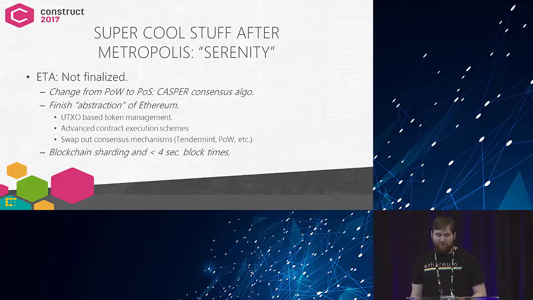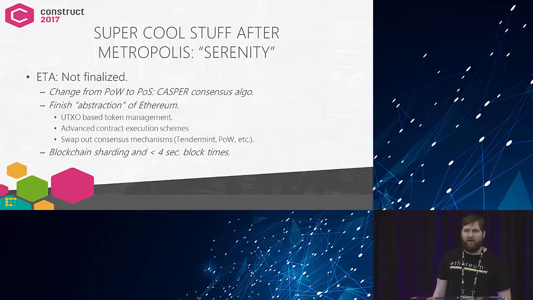All right. Super cool stuff after Metropolis is Serenity. We know Metropolis is going to be in the next 3 to 6 months. We don't know when Serenity is going to be, but this is when the really big stuff hits. We're changing from proof of work to proof of stake. Right now, we're leaning on the Casper consensus algorithm, which Vlad Zamfir is going to talk about in a deep dive session later today.